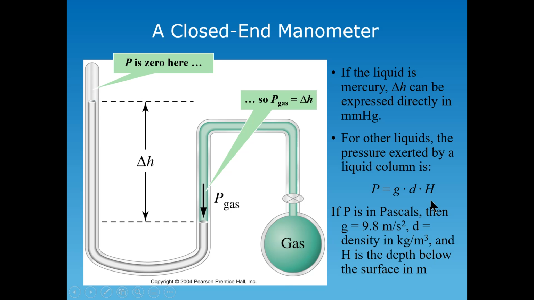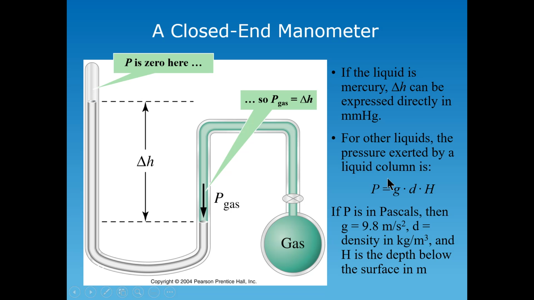If you know what those numbers are, you plug them into this equation, and that will give you the pressure expressed in pascals. So it all depends on how you want to express the pressure. If you want to express the pressure in millimeters of mercury, then you simply measure the distance between these two, and that's it. But if you want to express the pressure in pascals, then this would be the equation that you would use.